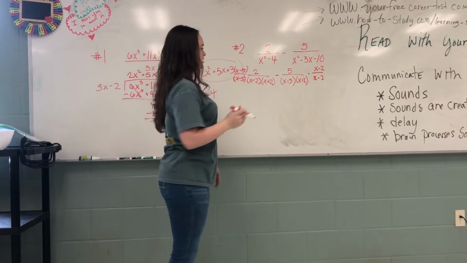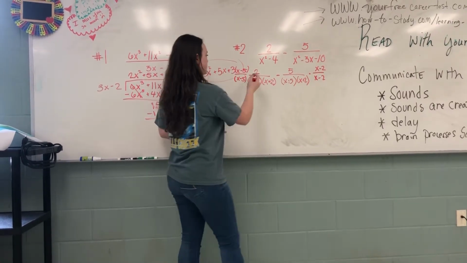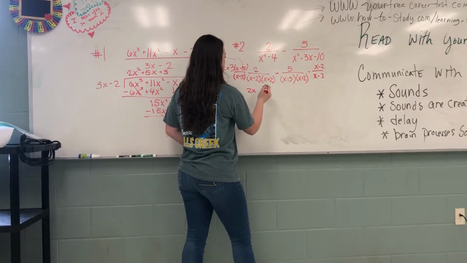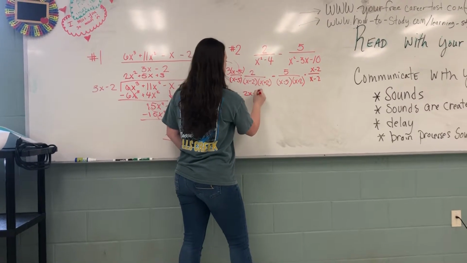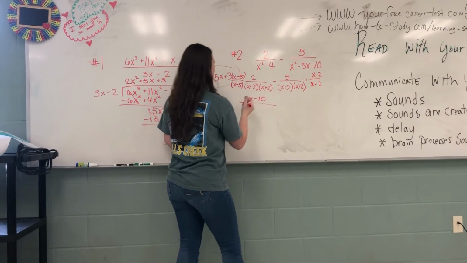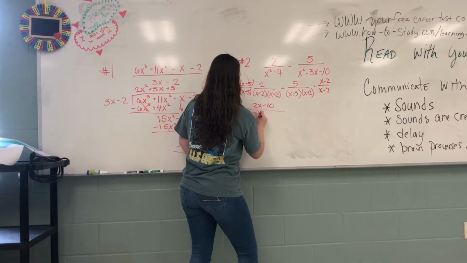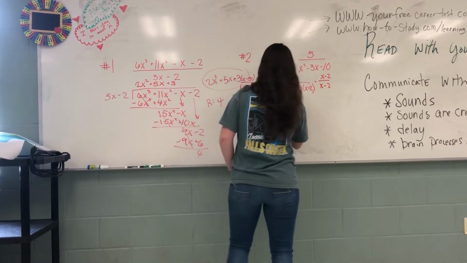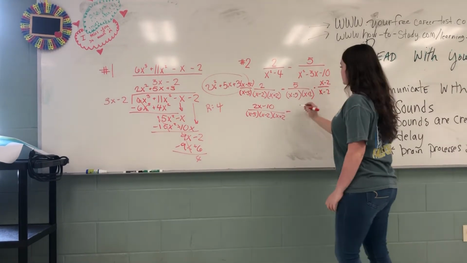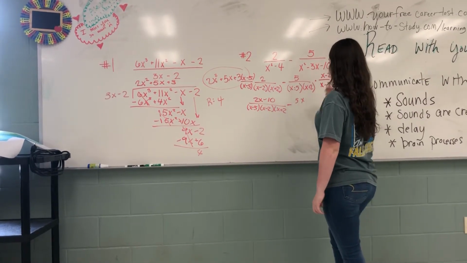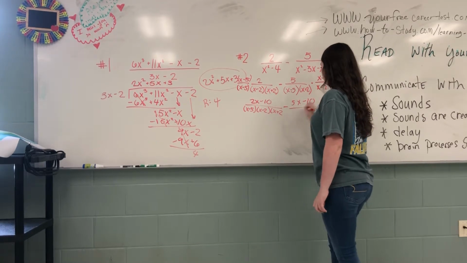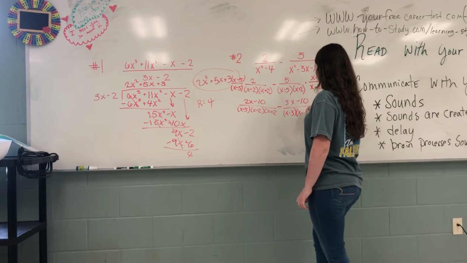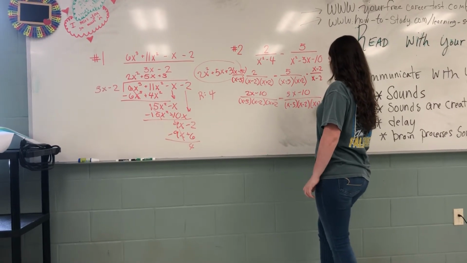Now you have to multiply to make it all correct. This multiplied together is 2x minus 10 over all of that, which is x minus 5, x minus 2, and x plus 2. Subtracted by 5 times x is 5x, 5 times negative 2 is negative 10, and then over all this, x minus 5, x minus 2, x plus 2.